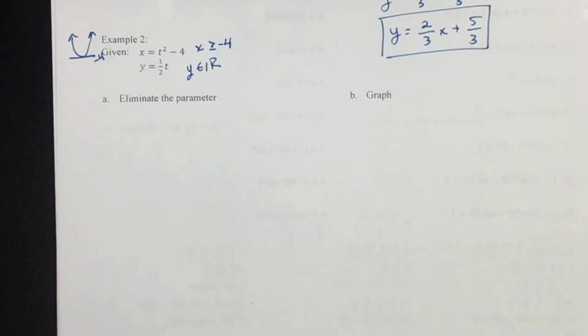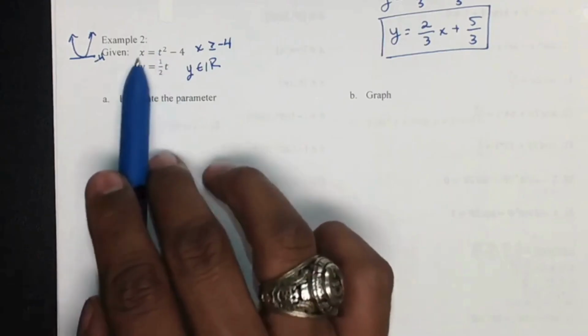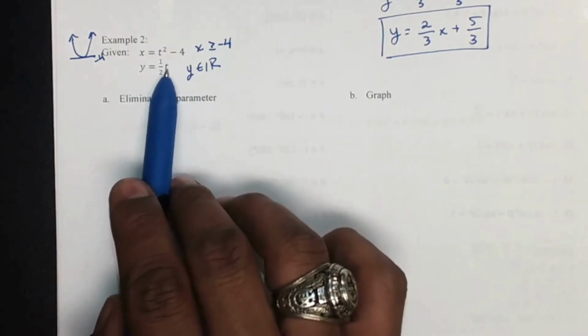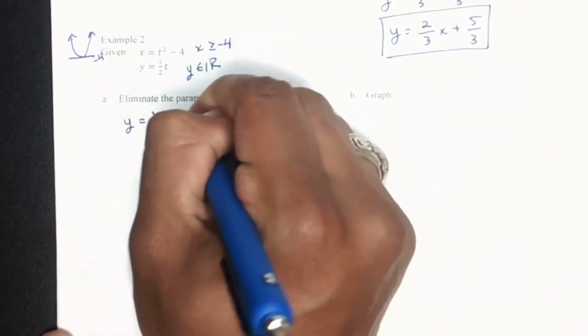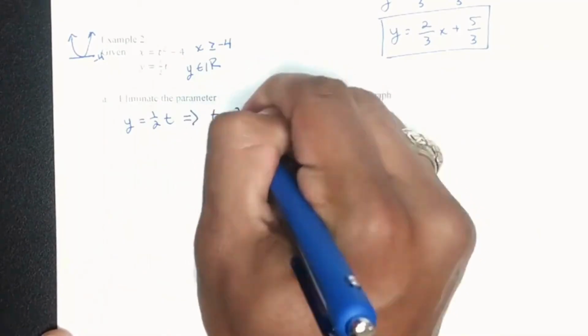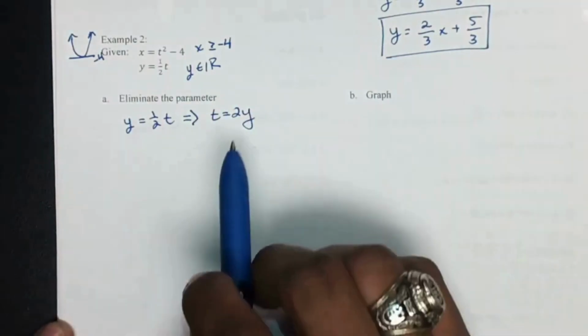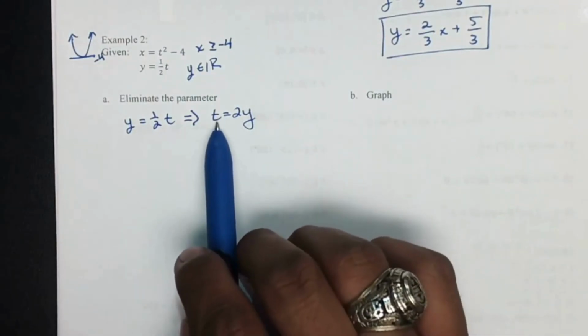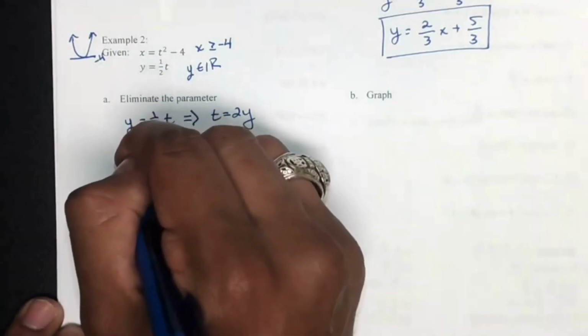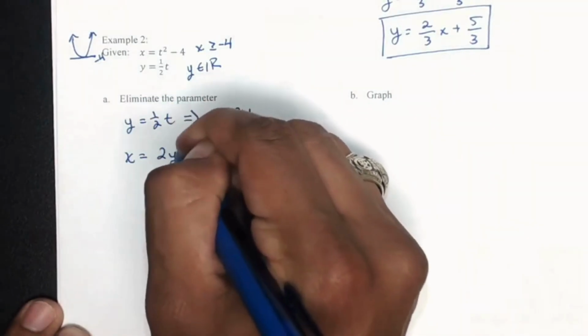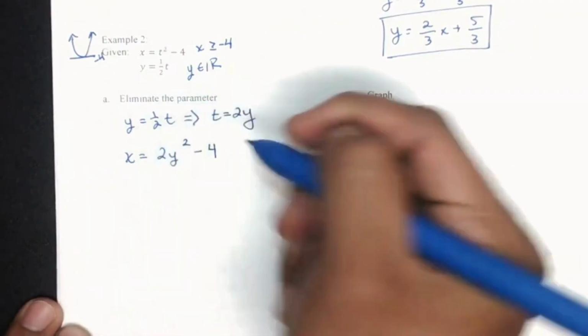So instead of making a table here and picking values of t, I'm just going to eliminate the parameter. That means get rid of t. Well, there's one of these equations that's going to be easiest to solve for t, and that's going to be y equals 1/2 t. If I solve that for t, you end up getting 2y. Well, I'm going to kind of do this like a system of equations. If I see t in a different equation, I'm going to replace it with 2y. So 2y in place of t minus 4.